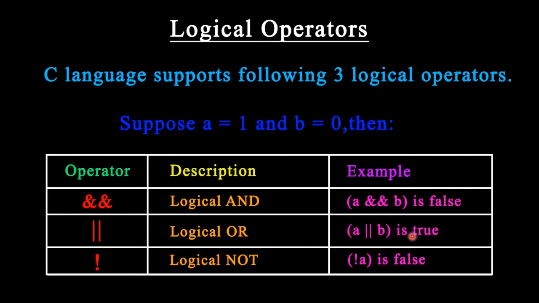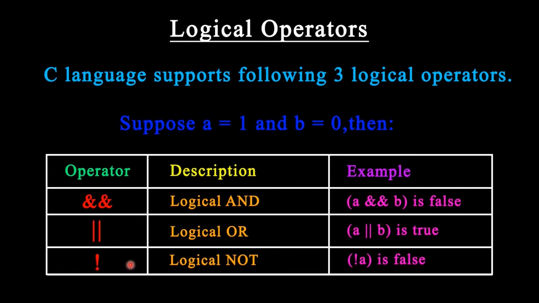Why is it true? Because the logic behind this is that OR means any of the operand values should be true. In this case, we have A equal to 1 and B equal to 0. It doesn't matter whether A should be 1 or B should be 1. A can be 1 and B can be 0, or A can be 0 and B can be 1, or A can be 0 and B can also be 0. If any of the values is 1, then it will give us true. So this is what OR does.